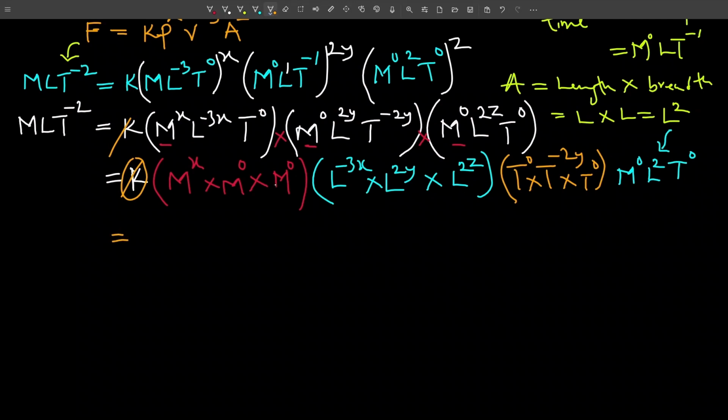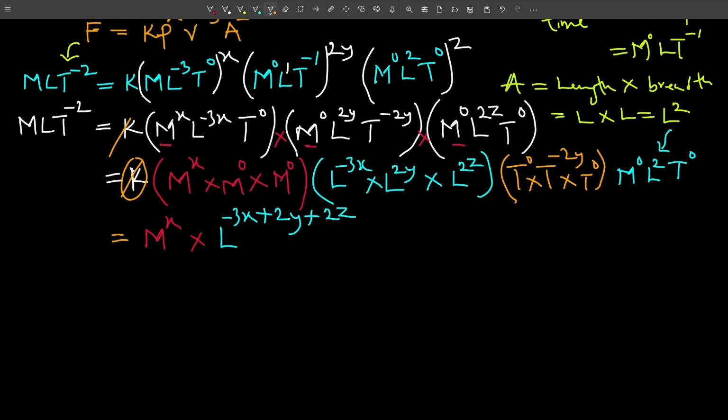So simplifying your indices here, we're going to have m raised power x plus 0. Don't forget that times becomes plus. So x plus 0 is going to give me x. So m raised power x. Times, what do we have here? We have L raised power minus 3x plus 2y and plus 2z. That's the principles of indices here.